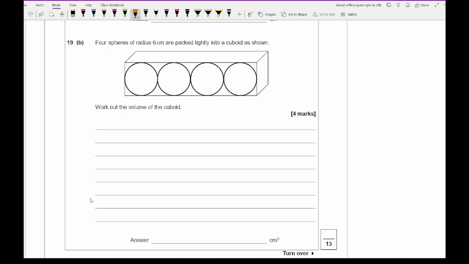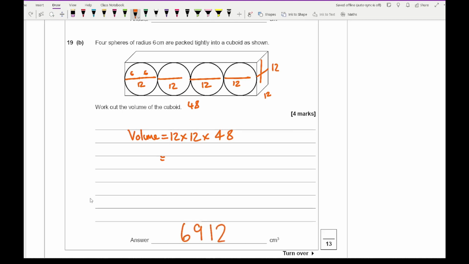Work out the volume of the cuboid. Well, if the radius is 6, then the diameter is going to be 12. So 4 lots of 12 is 48. The width of that is also going to be 12, and the height is also going to be 12. So therefore the volume of the cuboid is going to be 12 times 12 times 48. No, I wrote 45 there. If I type that all into my calculator, I get the correct answer of 6912.